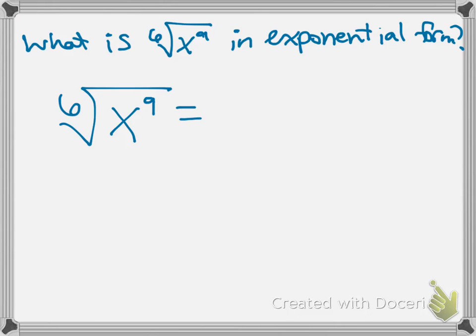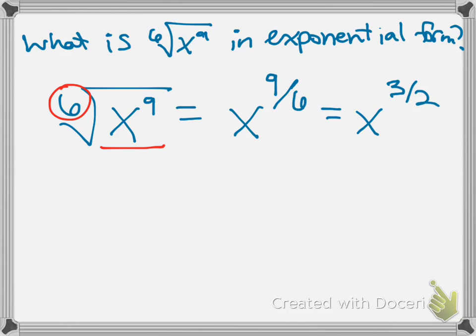In this case, whatever is underneath the radical sign is just going to be the base in your exponential expression. And then if it's being raised to a power, that'll be the numerator in your rational exponent. And whatever the index is will be the denominator for your rational exponent. So this is going to become x to the 9/6 power. And then of course, because we can simplify that fraction, this is equivalent to x to the 3/2 power.